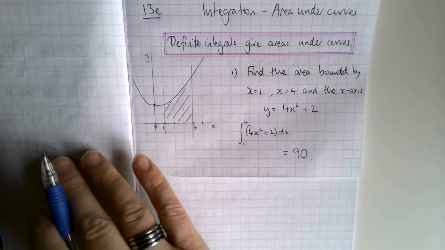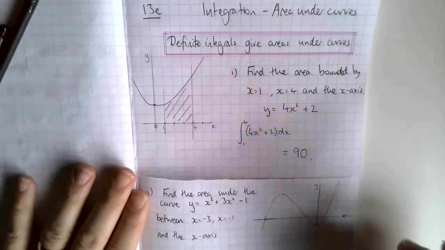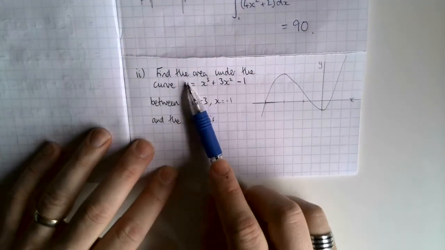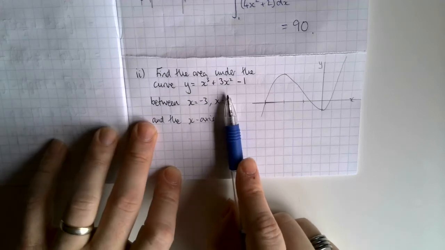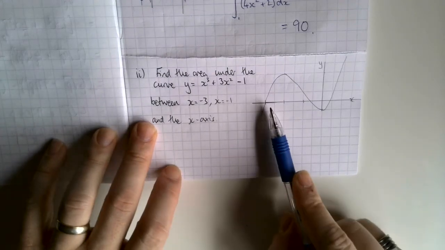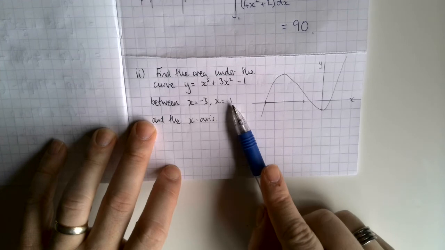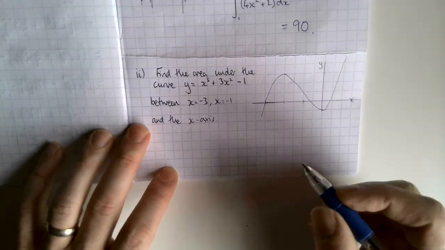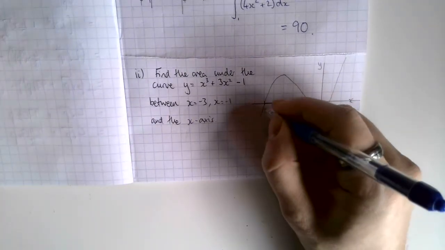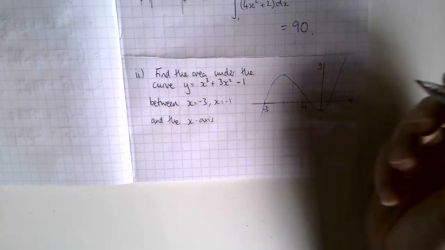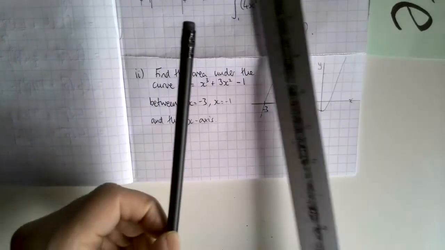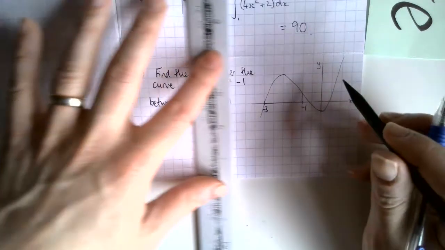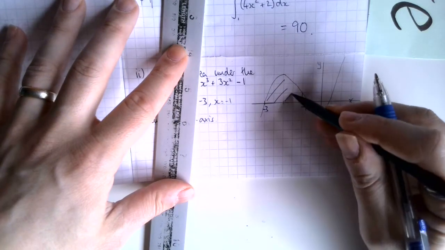That's one example. And here's the second one. A cubic going on this time. Find the area under the curve y equals x cubed plus 3x squared minus 1 between x equals negative 3 and x equals negative 1. So on this scale here, that's negative 1 there. And that's negative 3, which happens to be the root. So draw a vertical line there, and we're finding this area here.